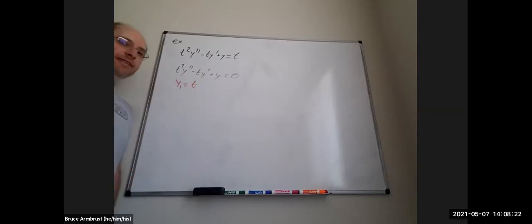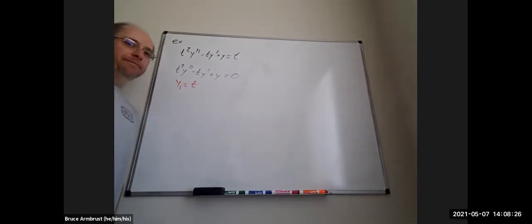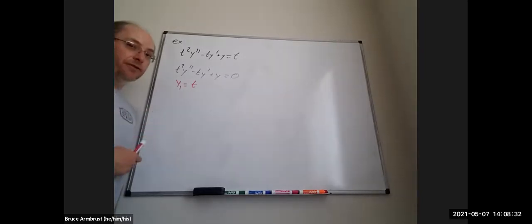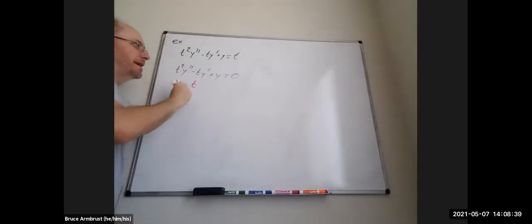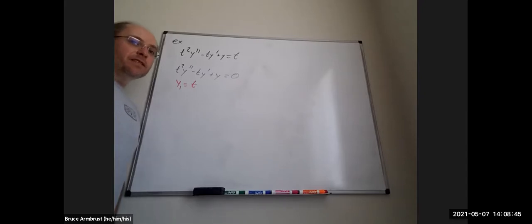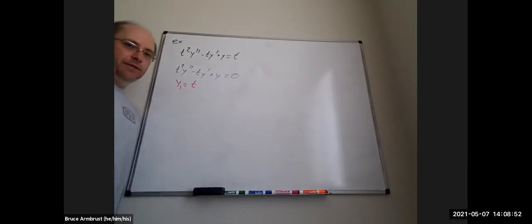I know a function that's going to satisfy this is y equals t. Check it out. Its derivative is 1. Its second derivative is 0. So this first part goes away. We have minus t times 1 plus t, which does equal 0. So if you actually play around with it a little bit, you would eventually be able to find y1 equals t.